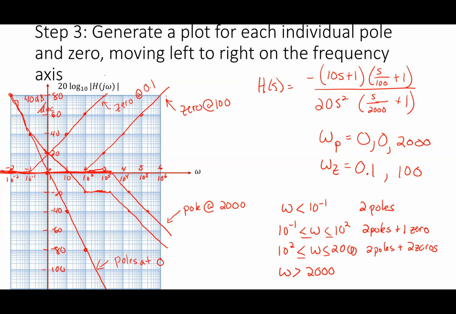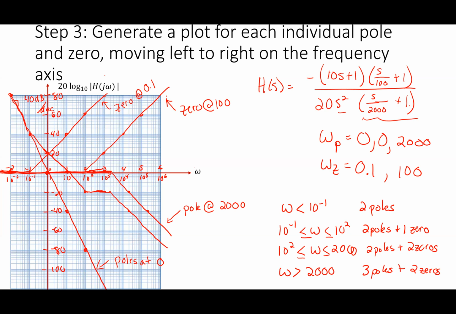All right. What about from omega greater than 2000? At that point, I've got 3 poles and 2 zeros. You with me? So there's 2 poles here at 0. That's the S squared. The third pole is at 2000.